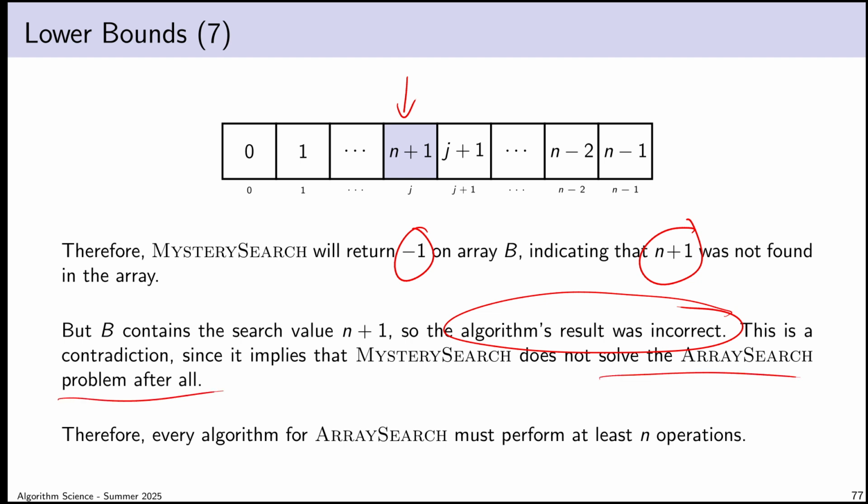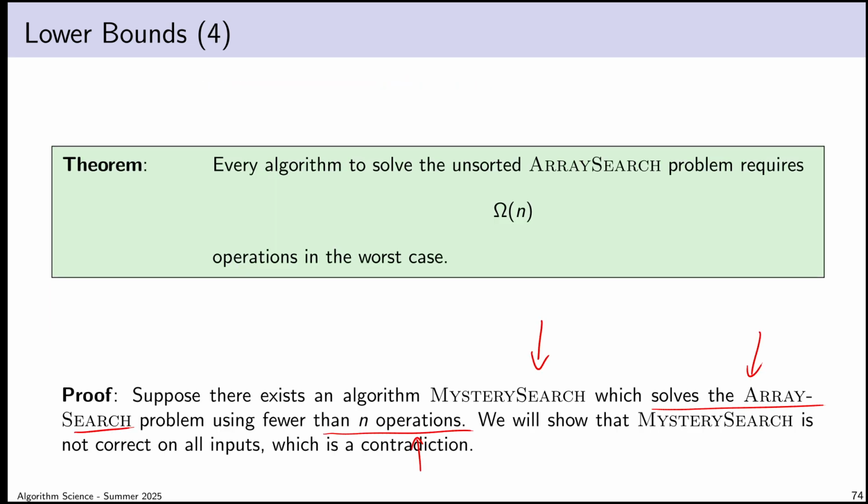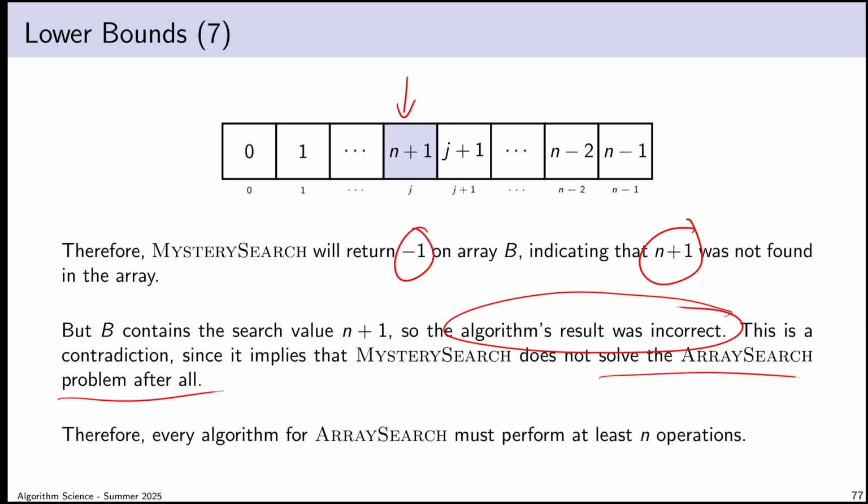And that's a contradiction, because I started by assuming that it was a solution to the problem. Because it's a contradiction, if I go backwards to my assumption, that means my assumption was false. So when I said, suppose there exists an algorithm that solves it in fewer than n operations, that assumption is false. And therefore, there is no algorithm that solves this problem in less than n operations. And that's the contradiction we want, and that's enough to prove by contradiction that every algorithm for array search must perform at least n operations.